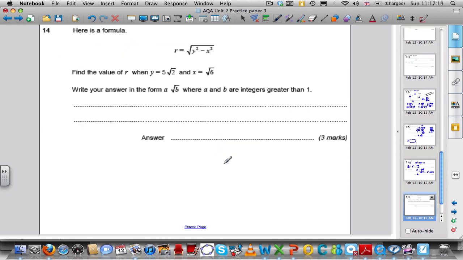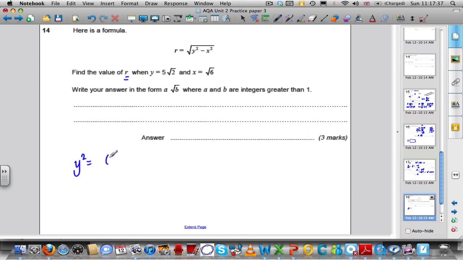Okay, question 14. Here is a formula. R is the square root of y squared minus x squared. Find R when y is this and x is this. We've seen one exactly like this in a past paper. The way to do it is to firstly work out y squared.